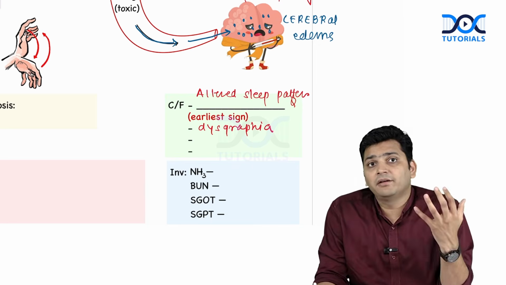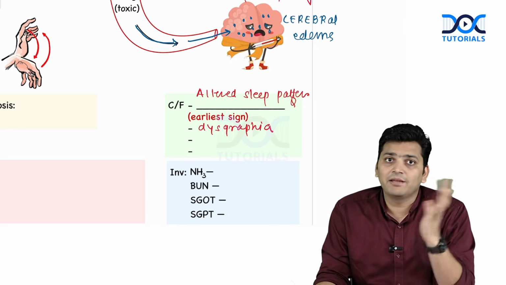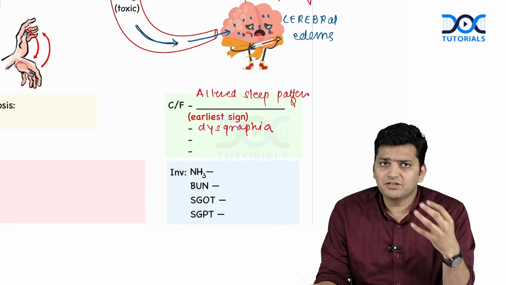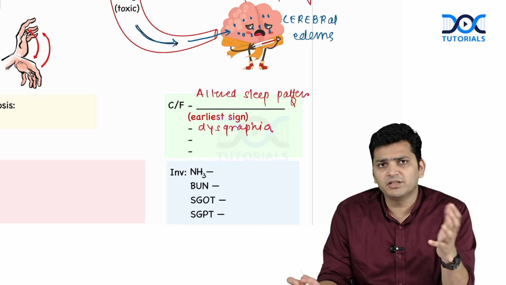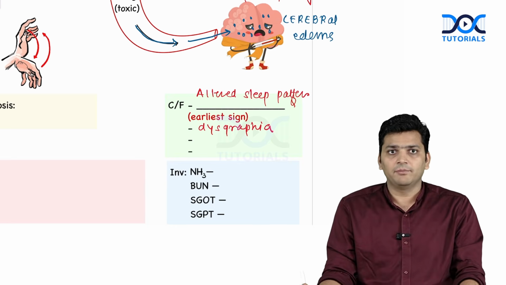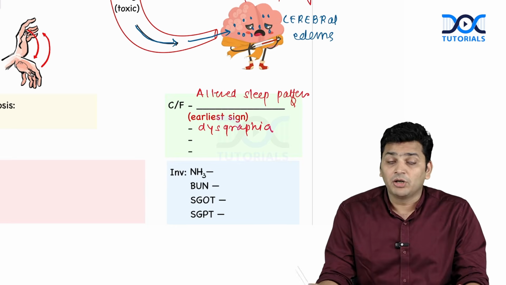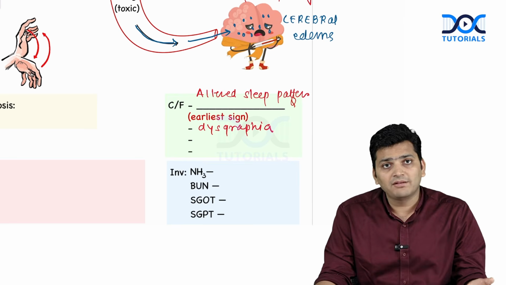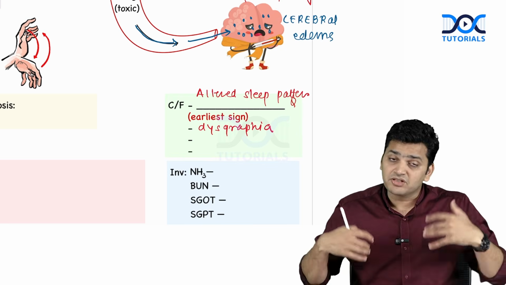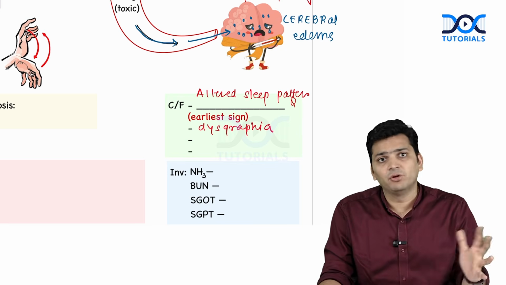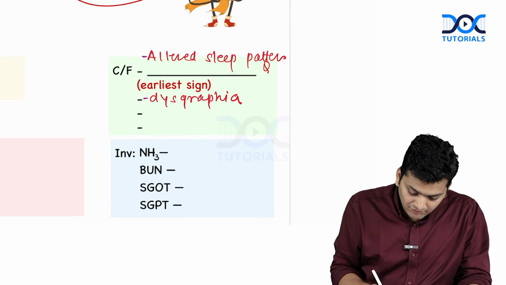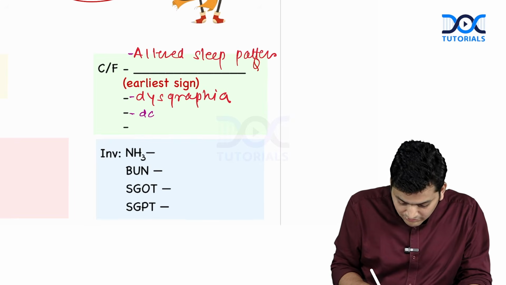Now, altered sleep pattern means he will be sleeping more in the daytime, and at nighttime he's not sleeping. Then slowly the drowsiness will increase more and more. After some time, he will be so drowsy that most of the time it looks as if he is sleeping, but if you give him a small stimulus, he will wake up. But after some time, he will become so drowsy that with a small stimulus, he will not get up. You have to give some painful stimulus, then he will get up. And after some time, the brain damage is so much that he will go into coma. So the patient will have altered sleep pattern, dysgraphia, and daytime somnolence.